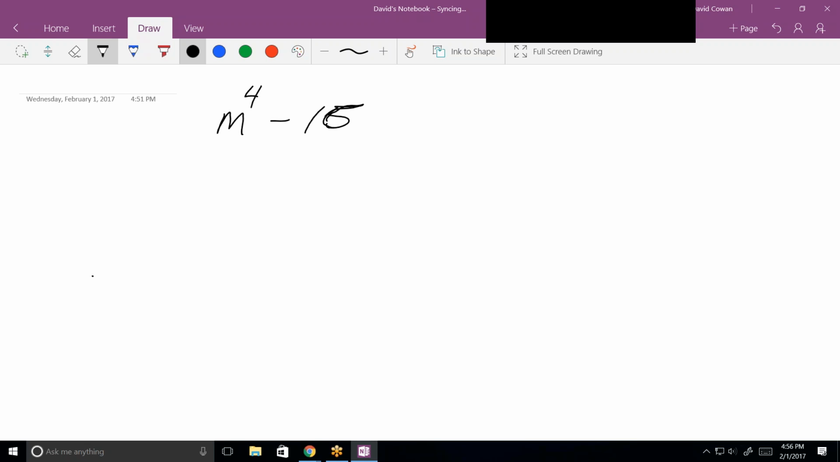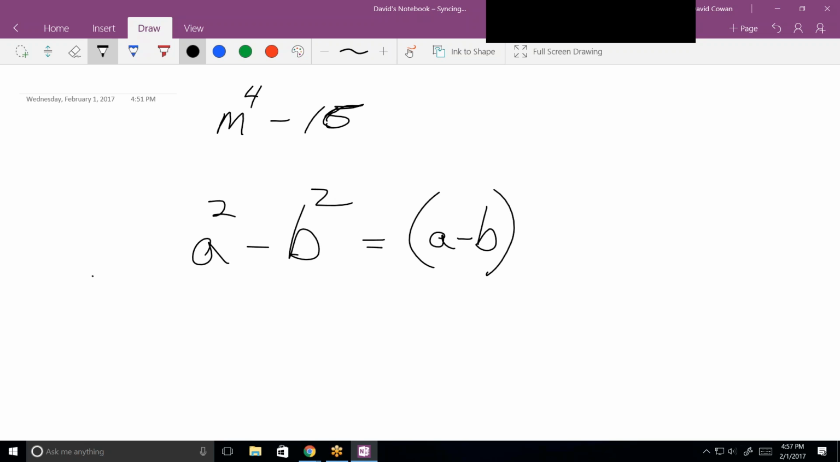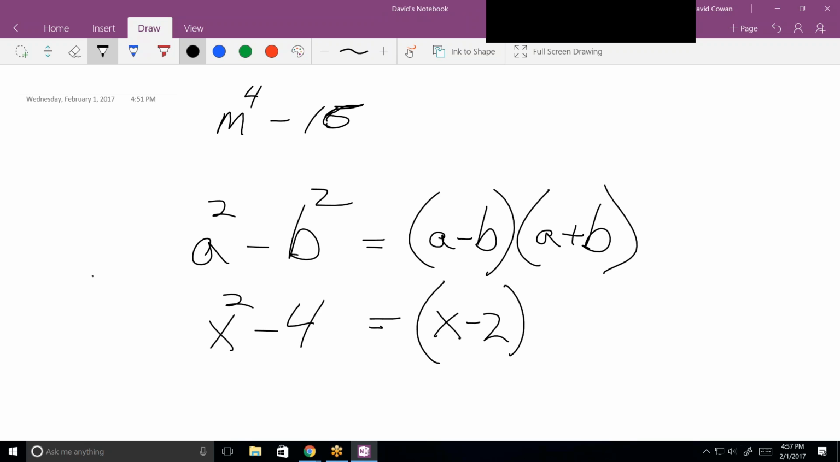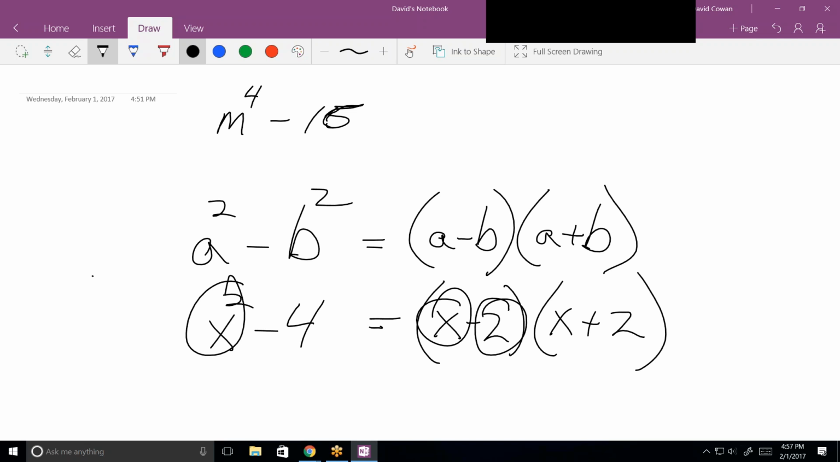Notice what we're looking at. We are looking at the difference of perfect squares. Let's talk about difference of perfect squares. A squared minus B squared is the difference of perfect squares, no matter what A or B is. And it always factors to A minus B times A plus B. So if I had x squared minus 4, that would factor into x minus 2 times x plus 2, right? This term here is always the square root of that. This term here is always the square root of that.